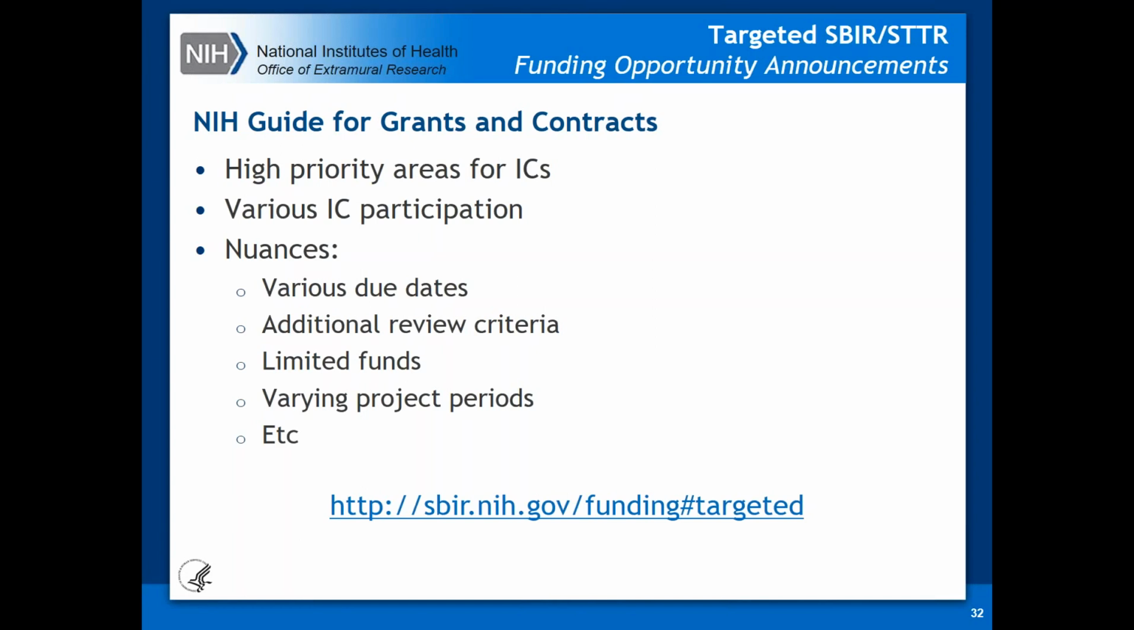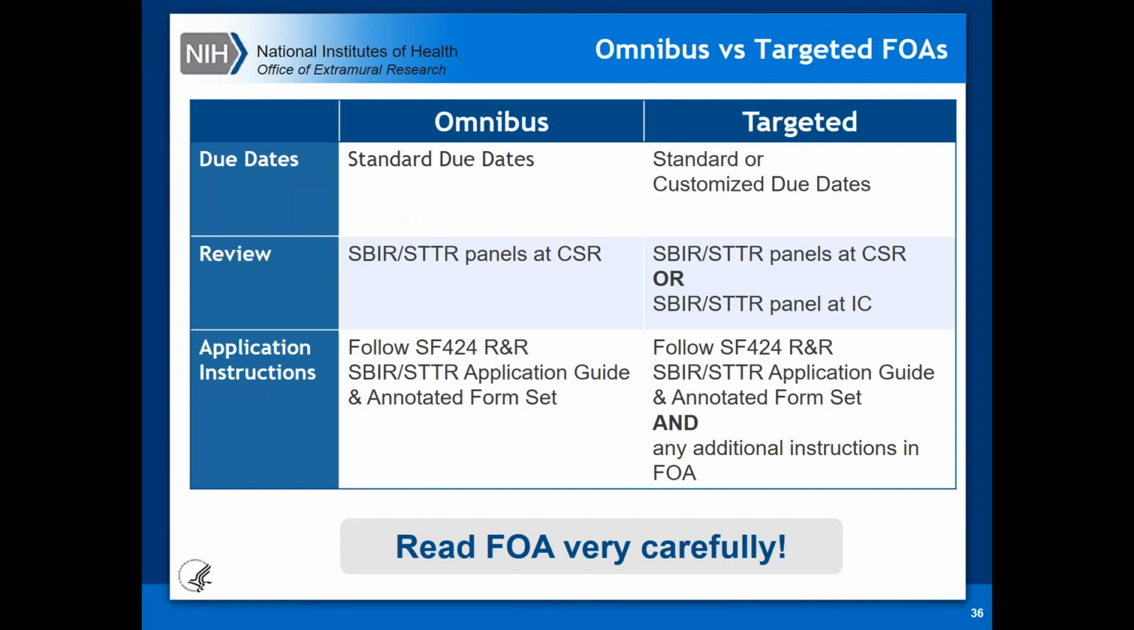Funding opportunity announcements can be targeted SBIRs, or very specific ones that are high priority areas for ICs, and one or multiple ICs can participate. But you need to be very careful to look at the particulars of the targeted ones. This slide talks about some of the highlights that you need to read very carefully, between the Omnibus versus the targeted.